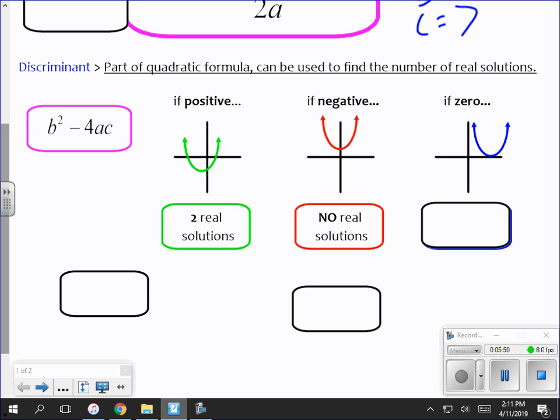And if the discriminant is 0, the graph touches in one place, and you have one real solution, the place it touches. The discriminant is 0 when you have a perfect square. And if your original problem was a perfect square, your discriminant will be 0. Okay?